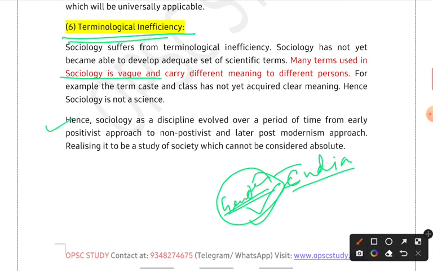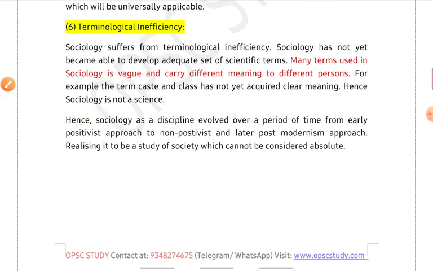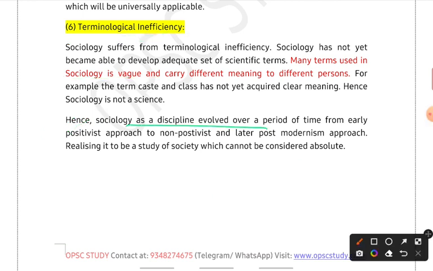And then you'll try to conclude that sociology as a discipline evolved over a period of time from the early positivist approach to non-positivist and later the postmodernism approach, realizing it to be the study of society, which cannot be considered absolute. Obviously, over a period of time you evolve, and it was the same thing with sociology.